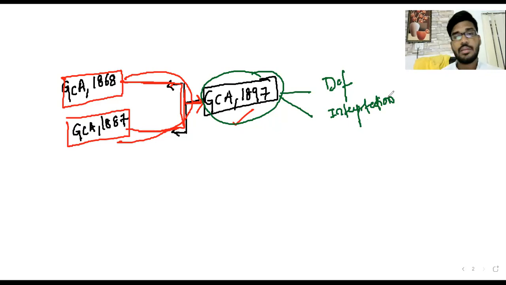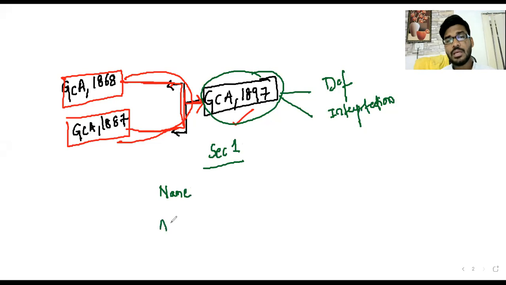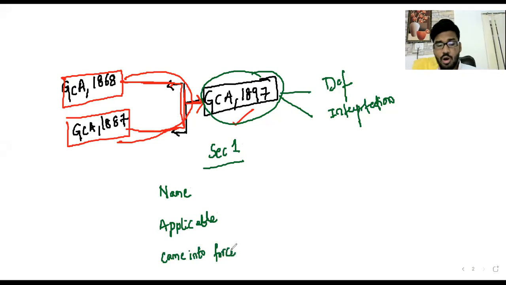Listen carefully. First of all, section 1. I am not talking about this act only; in any act, section 1 is the common section. What is section 1? What is the name of the act? Where is it applicable? When did it come into force? This is the common section 1 in all acts. What is the name of that? Simple: the General Clauses Act.